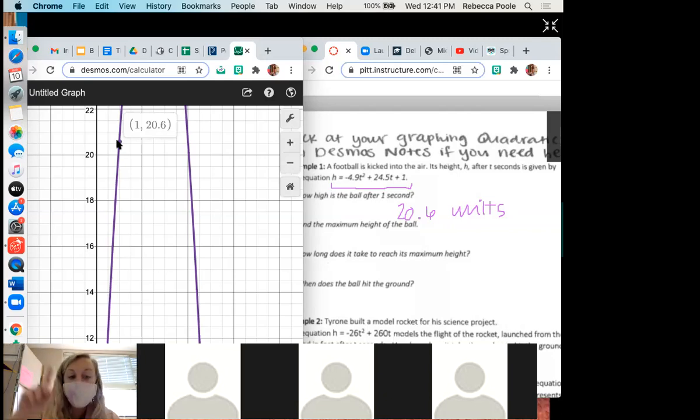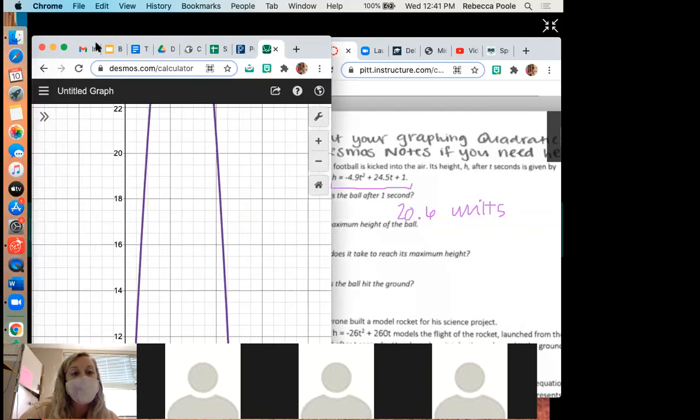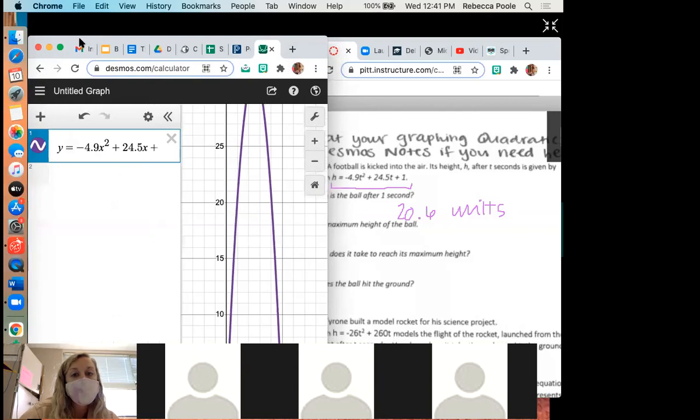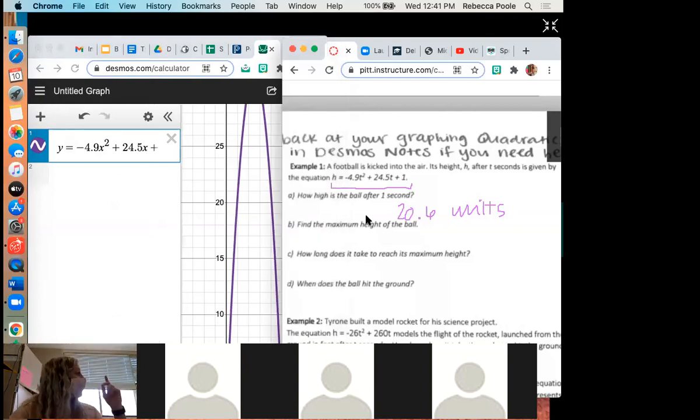Cool. Yeah, you can click and drag till you get to 1, or you can do what some of your other classmates did and type in x equals 1. Either way. Are we okay with how to find how high the ball is after 1 second? Y'all feel like you could do that? All right, I feel like some of y'all are moving on.